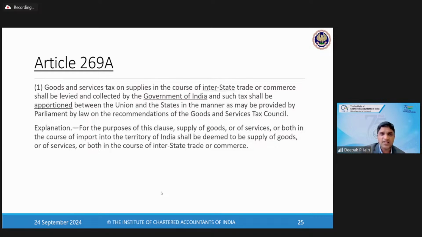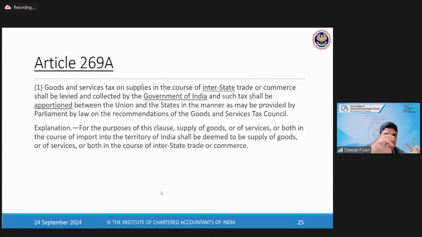Then the next article: 246A is over. Now we'll go to 269A. 269A says that the goods and services tax, GST, on supplies in the course of interstate trade or commerce shall be levied and collected by the Government of India, and such tax shall be apportioned between the union and the states. So whatever integrated tax is collected will be apportioned between the union and the states in the manner as may be provided by the Parliament on the recommendation of the GST Council.